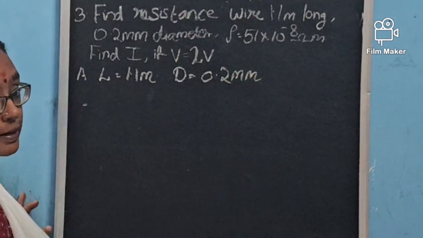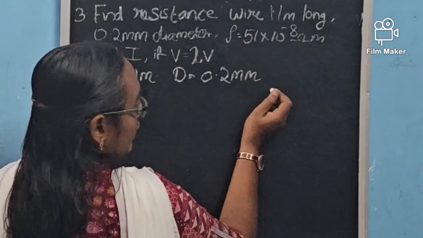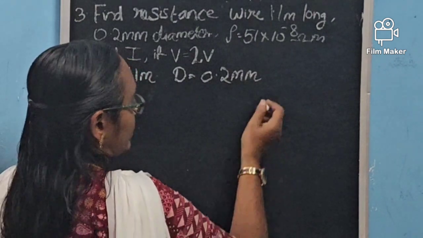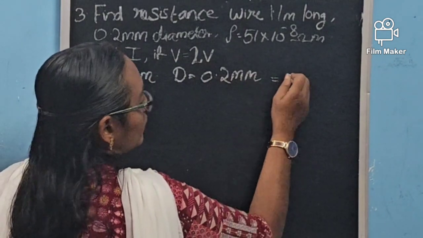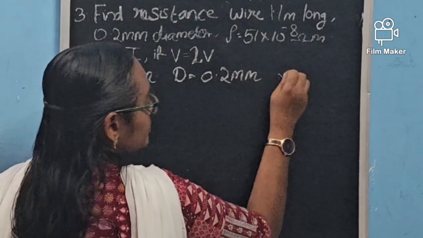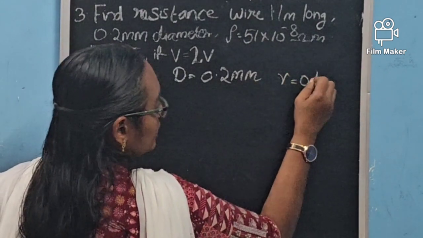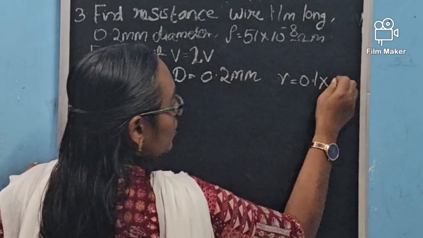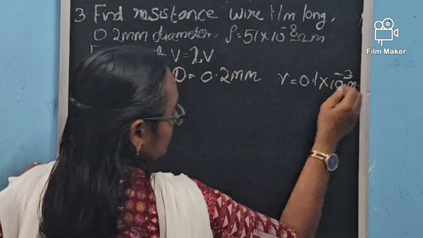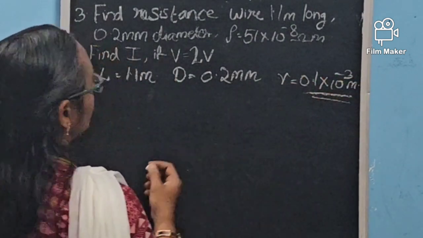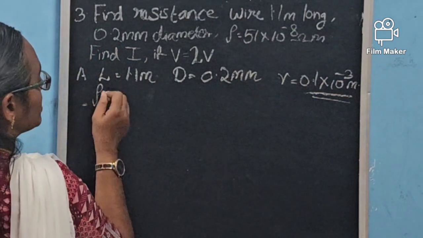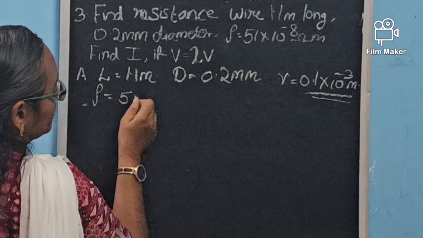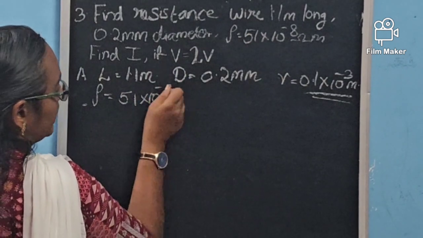We have to find the radius, isn't it? How can we find radius? Diameter divided by 2. So 0.2 divided by 2 will be 0.1 millimeter, which should be converted into meter. That is into 10 raised to minus 3 meter, isn't it? This is the radius. Then they have given the resistivity of the material, 51 into 10 raised to minus 8 ohm meter.